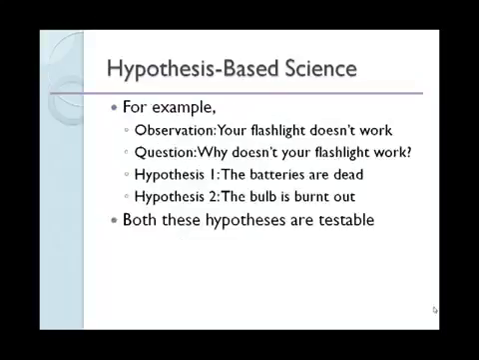In this example of hypothesis-based deductive reasoning, we will use a familiar object, a flashlight. You observe that your flashlight doesn't work. You pose this question: why doesn't my flashlight work? You develop two tentative explanations for your flashlight not working. First hypothesis: the batteries are dead. Second hypothesis: the bulb is burnt out. Both of these are testable hypotheses.